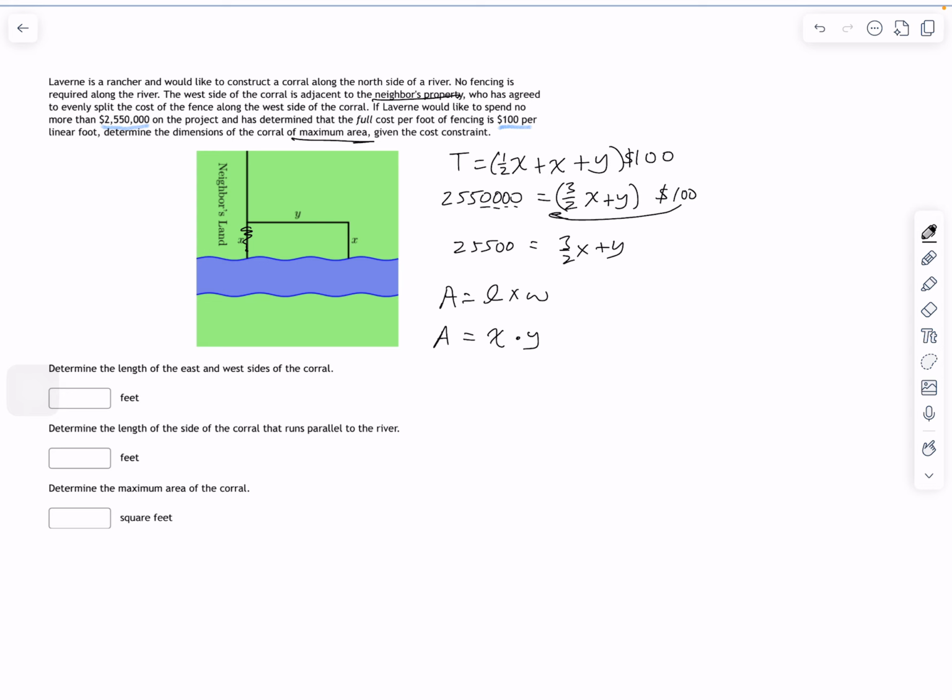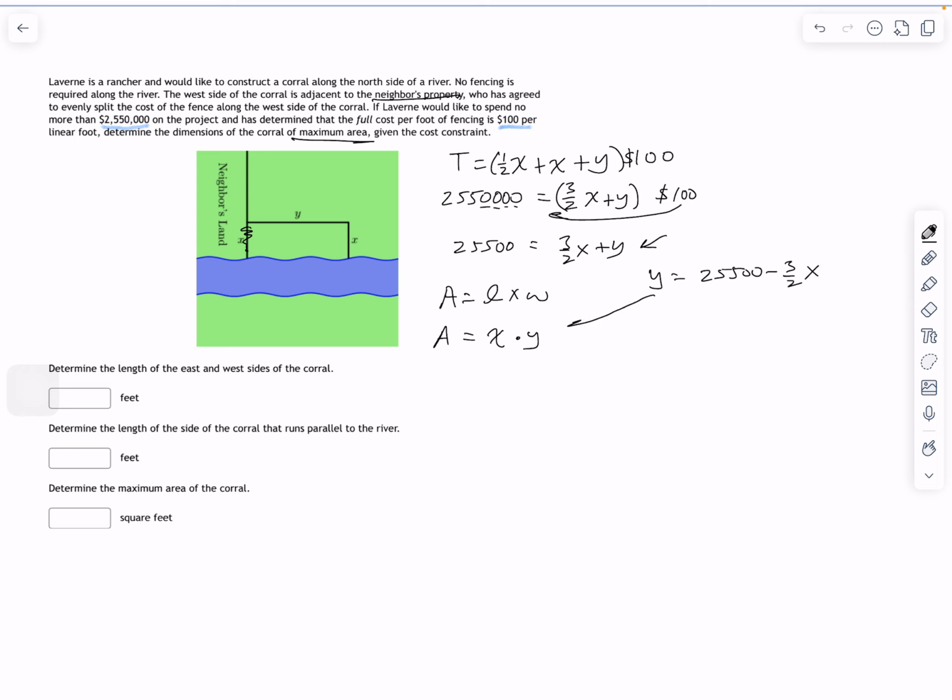Now our optimization is we're going to take the derivative of area, because that's what we want to maximize. But as you can see, there are two different variables here. So let's go ahead and swap one of these for the other. We can either solve for y or solve for x. In this case, it's probably easier for us to solve for y. So y is equal to 25,500 minus 3 over 2 x.